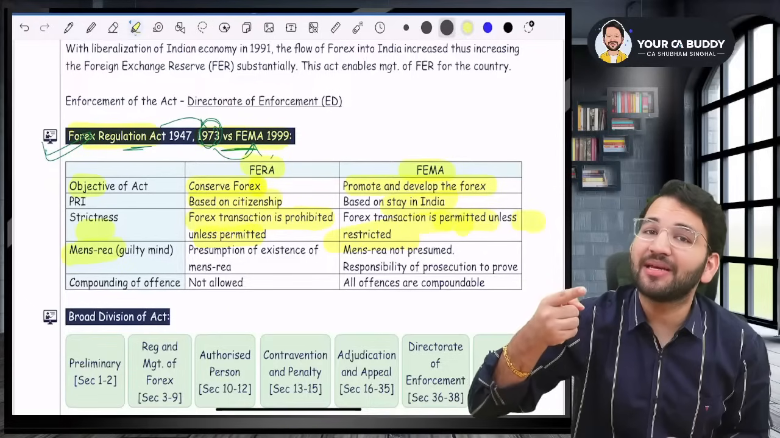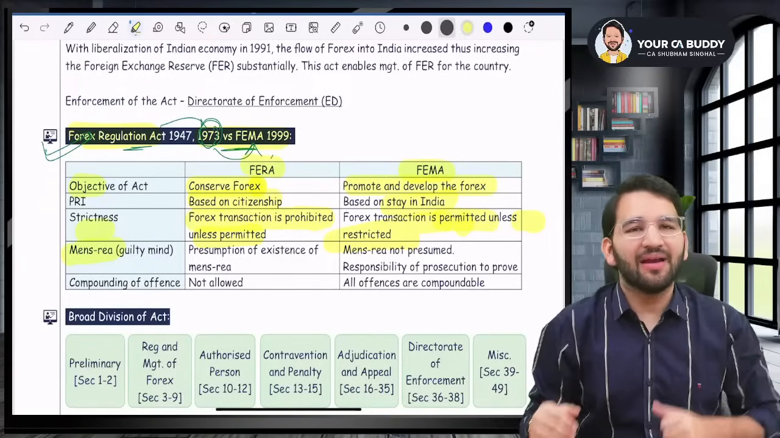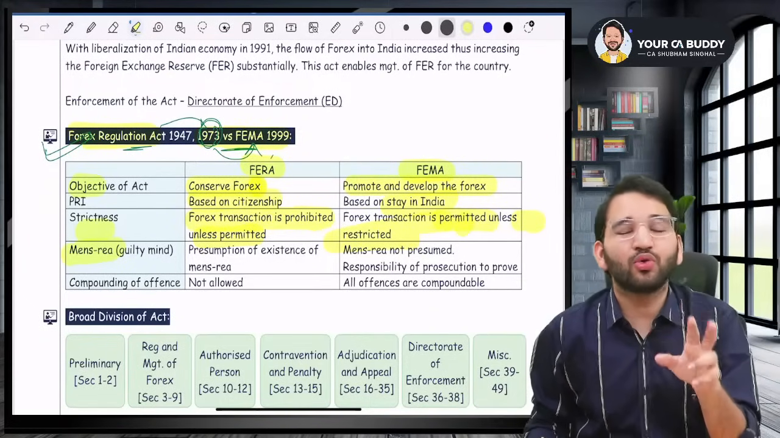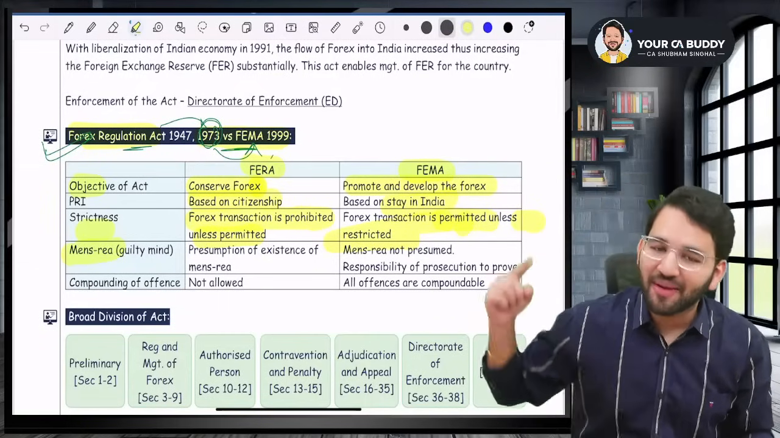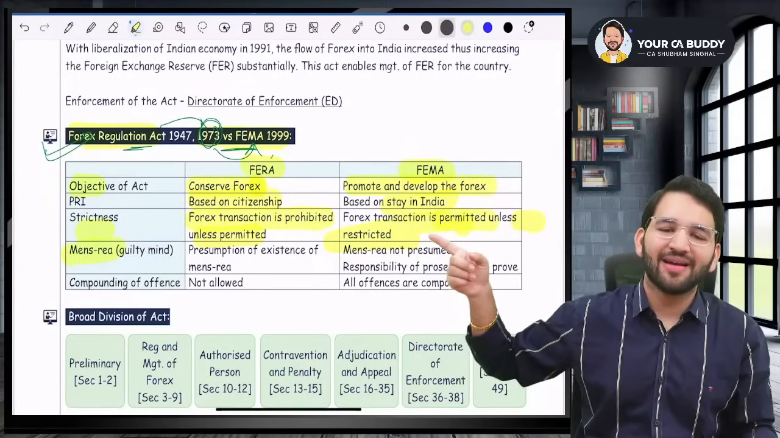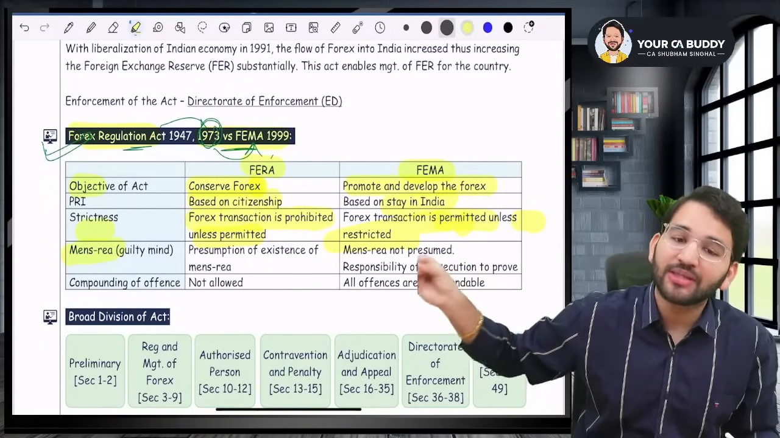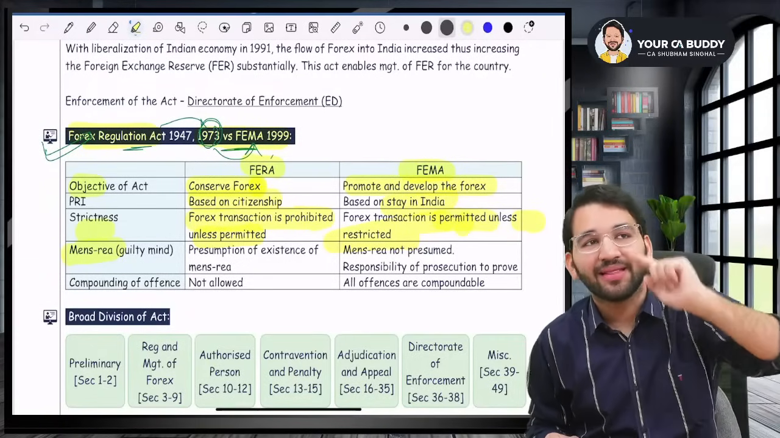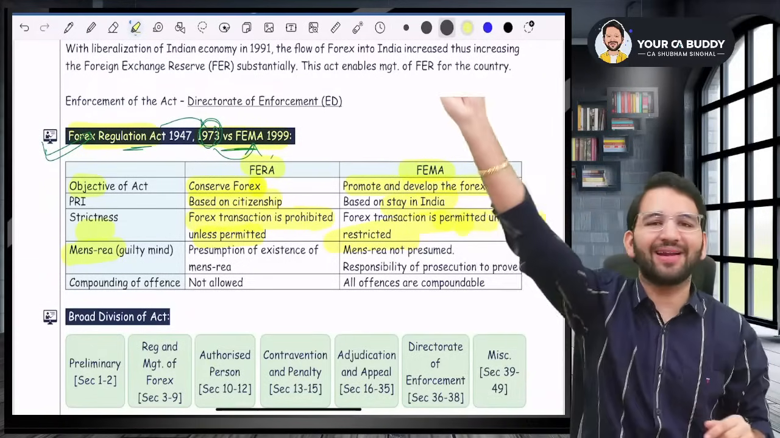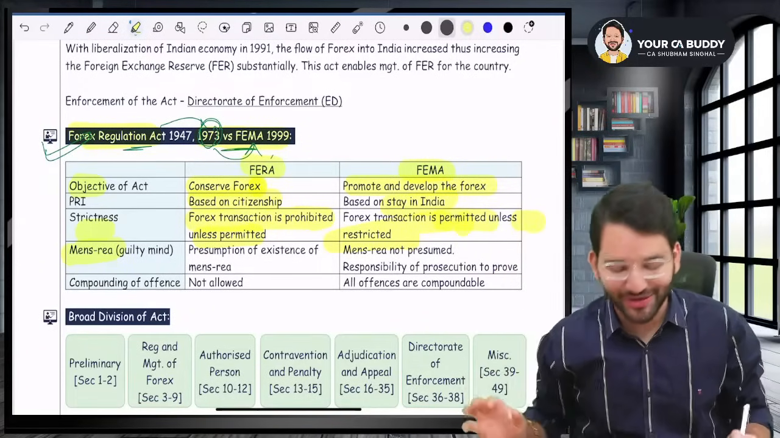But mens rea means what? Presumption of guilty mind. In FERA, sir, they were very wrong. They used to take presumption of guilty mind that if anyone is making a mistake, they have a guilty mind. But in FEMA, there is no presumption of mens rea. Mens rea is not presumed. It is the responsibility of the prosecution to prove. What is prosecution? Sir, the opponent party. They have the obligation to prove to us that you are guilty. So mens rea presumption is not taken.